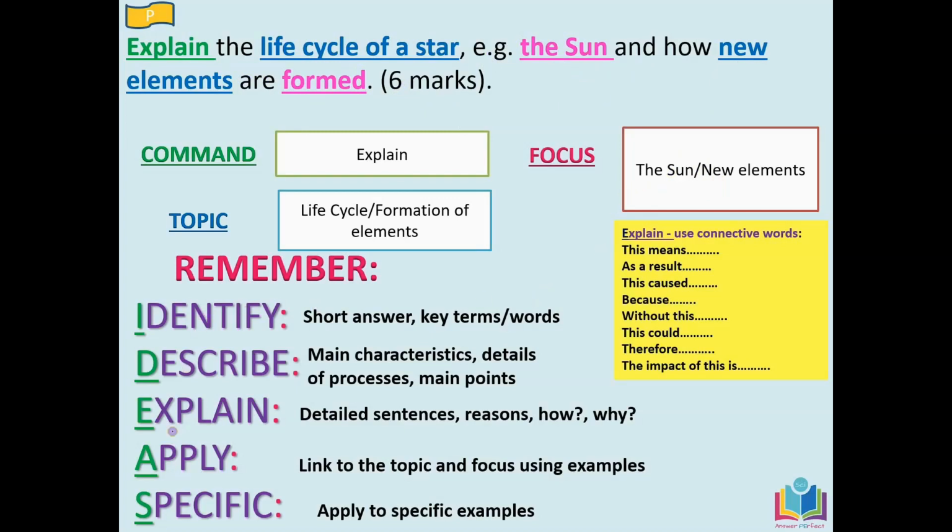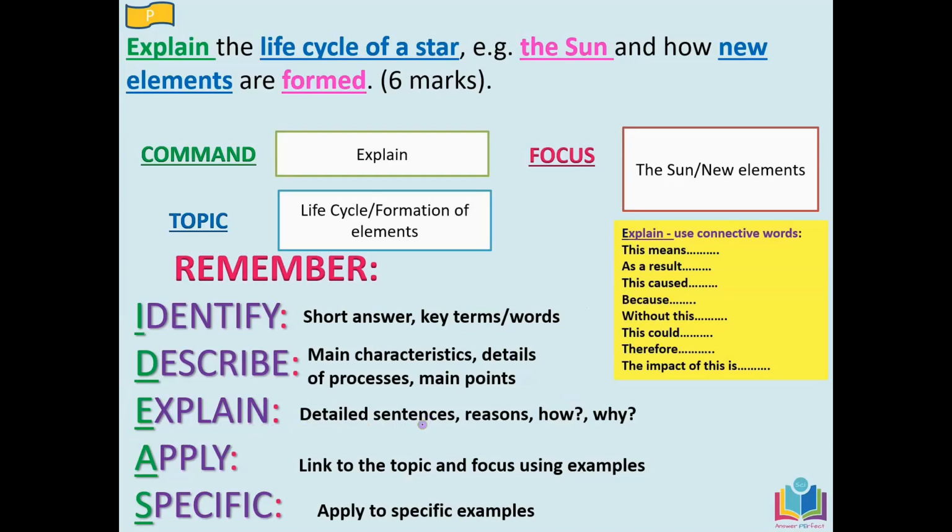So we can use our IDEAS framework. That's identify, describe, explain, apply, and be specific. So we would always identify things first. What things do we know? That's short answers, maybe key terms, and quick words. Then we describe them. So whatever we've put in our identify, we will describe. So say what it maybe looks like, what the main characteristics, the main points.